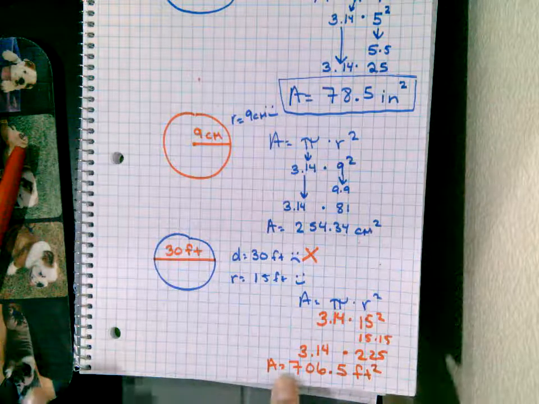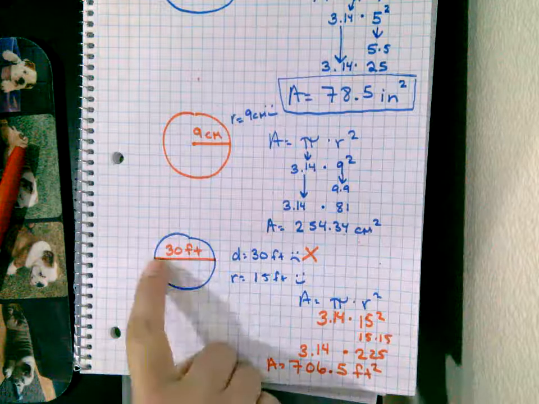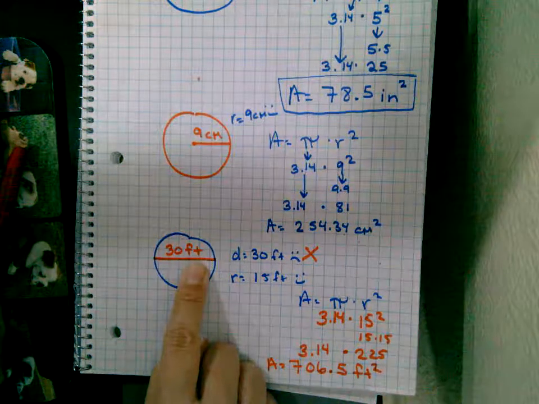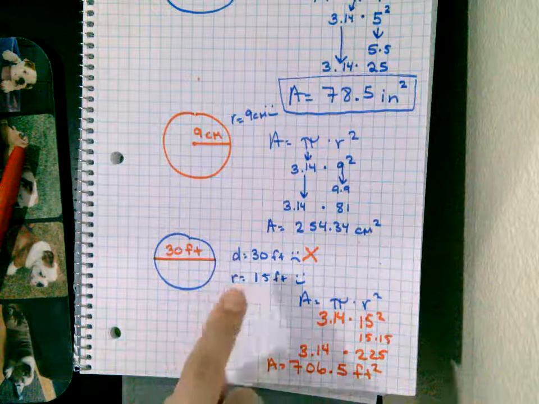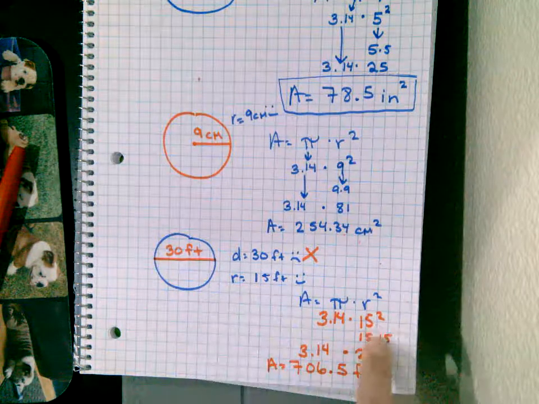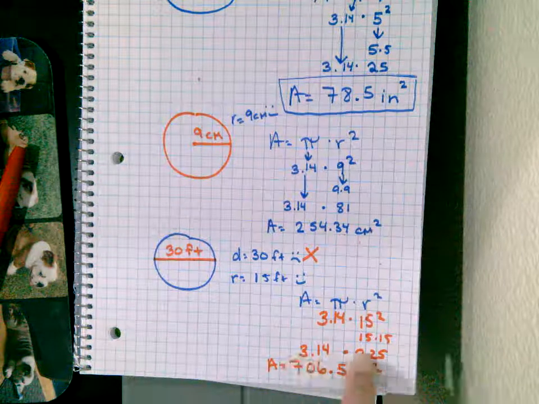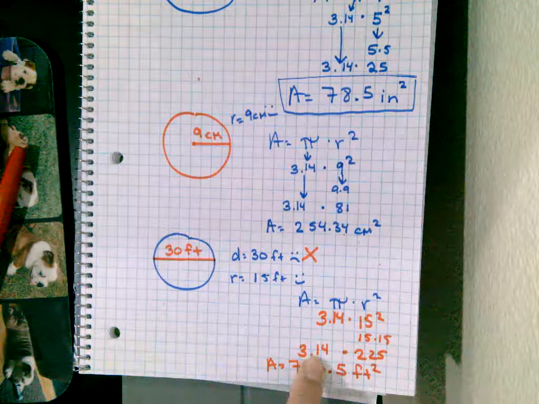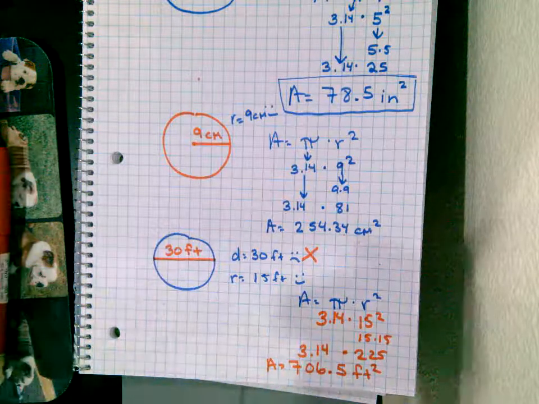Okay, so again, recap. If I give you the whole line, I'm trying to trick you. Make sure you cut it in half. That's the number we're going to use to square it. Okay, and then you just times 3.14. Yes, we're always going to use 3.14. All right, are there any questions?